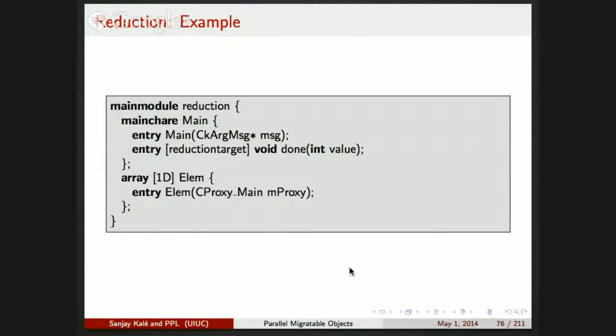So here would be the CI file if we're going to have some sort of reduction going on. In this case, we have some array of elements that are going to do something. At construction time, they get a proxy back to the main proxy, so they all know how to communicate with it. And then, in addition to its constructor, where we enter the execution of the program, main also has this special reduction target method that will be the target of this reduction. So how this is going to work is every element in the array is going to contribute to the reduction, and once we have the final result, it will show up here in this done entry method, which is the target of the reduction. We'll see how that looks in the C file next.